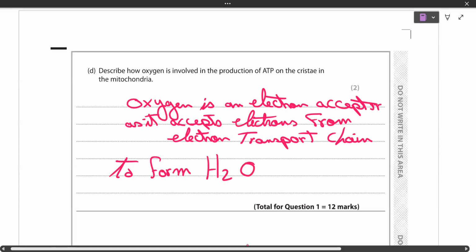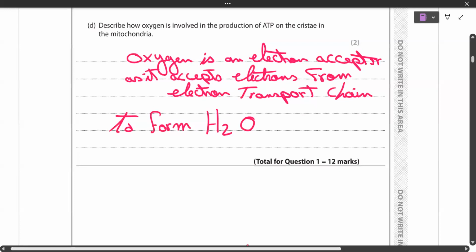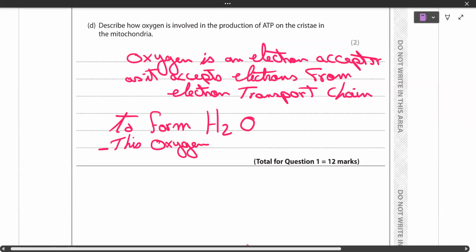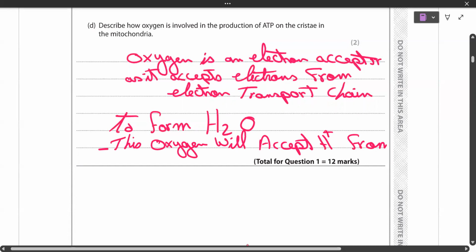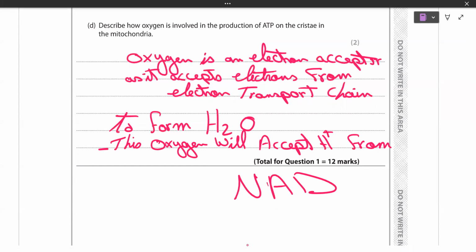H2O. If you want to write that, this oxygen will accept hydrogen from NAD, and this will be instead of to form water.